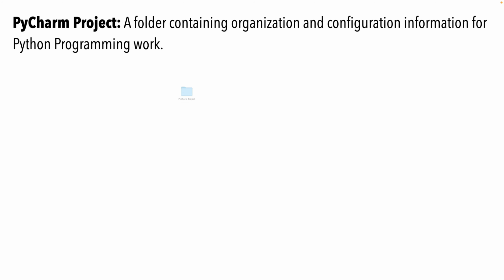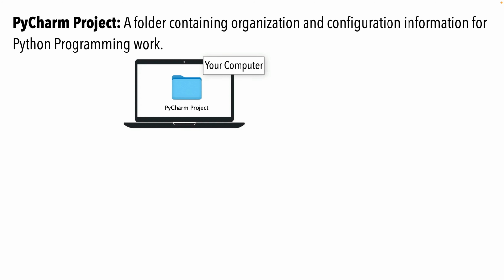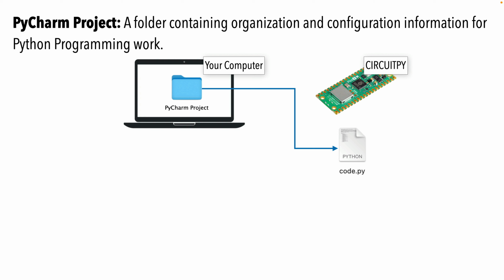Now, a bit of terminology. A project in PyCharm contains configuration information that we need when writing Python code, and this project or configuration information is saved to our computer. Now, when working with CircuitPython, the project configuration information will be saved to our computer, but our code is going to be saved to our CircuitPy board.